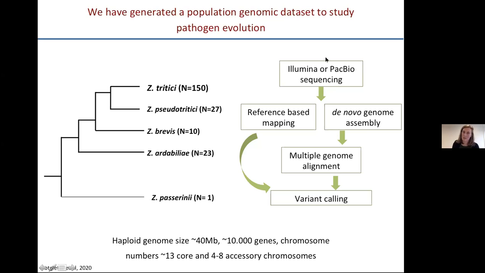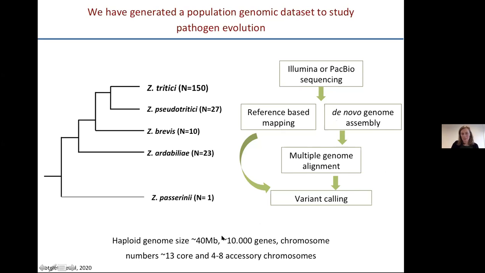So what we do is that we use Illumina sequencing to call SNPs, but we also generate de novo assemblies based on both Illumina sequencing and also PacBio sequencing. And we align these genomes in order to characterize also the structural component of variation between isolates and between species. I just wanted to mention that.